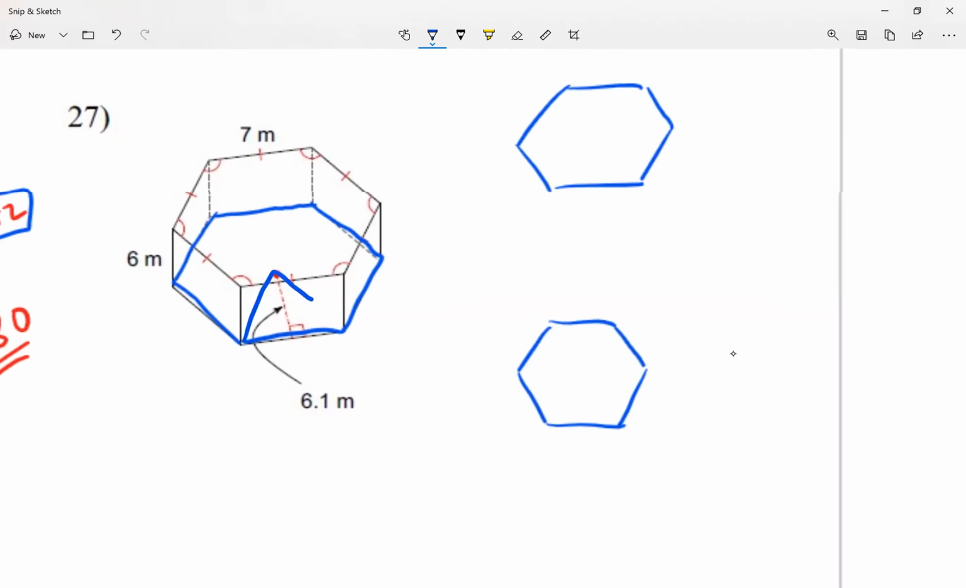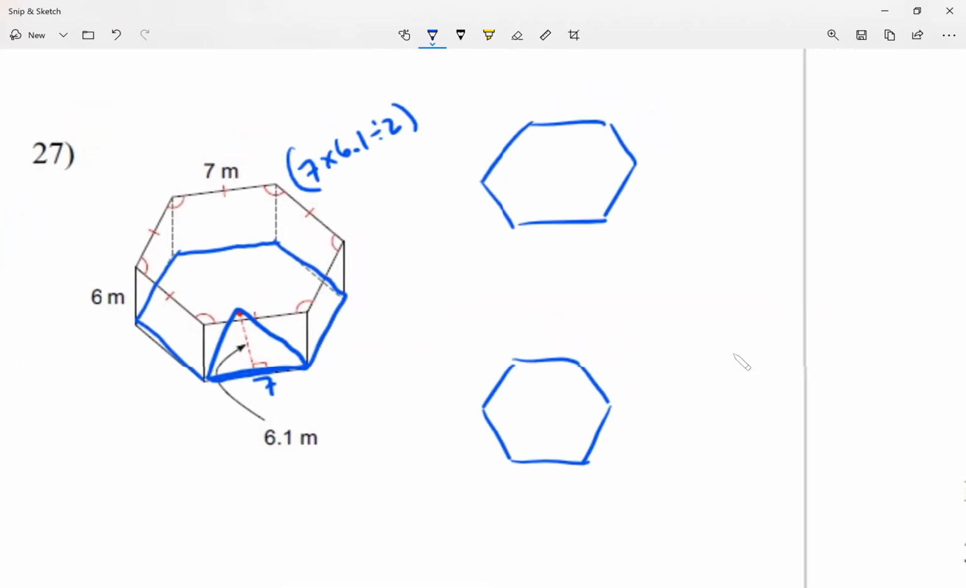In here, let me identify a triangle. Each measurement outside of my polygon is 7. Now for that triangle, I will go 7 times 6.1 divided by 2. Just the one triangle. Whatever I get for the triangle, I'm going to multiply by 6 because the polygon has 6 sides. So 7 times 6.1 divided by 2 times 6, I get 128.1.